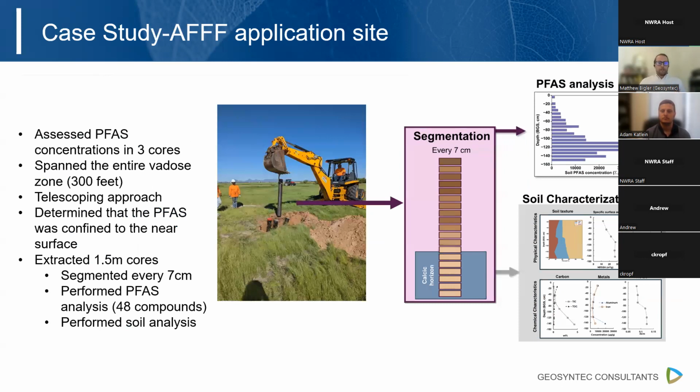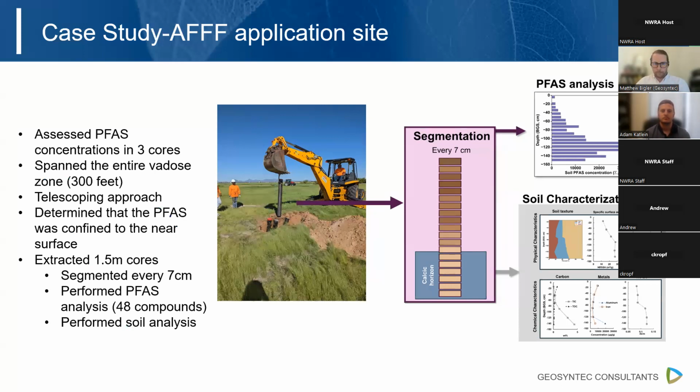So what did we do? What we did was we assessed the PFAS concentration in 3 separate cores that spanned the entire beta zone, so over 300 feet, because the depth to groundwater in the Tucson area is really deep. And because of this depth, we approached it using a telescoping approach, right? So we started with a relatively low resolution analysis that gave us generally where our PFAS was, and then we zeroed in to where the PFAS was for a more high resolution core.